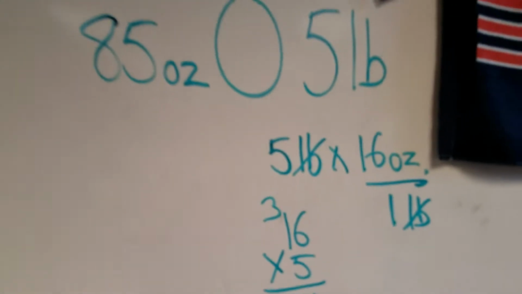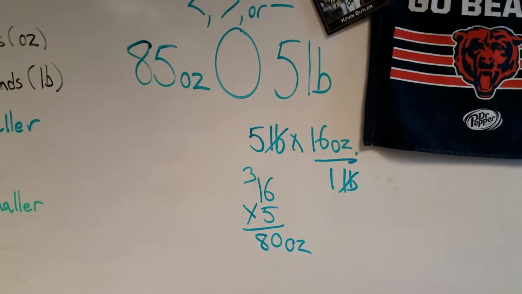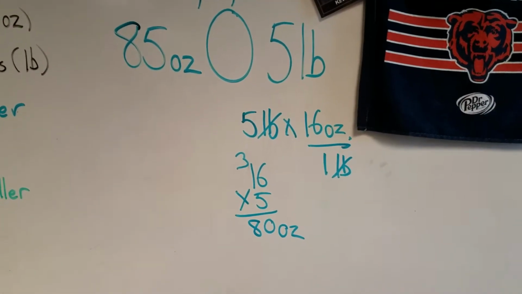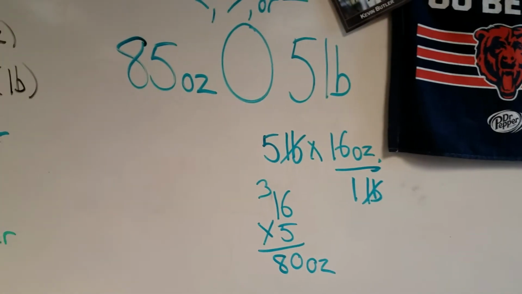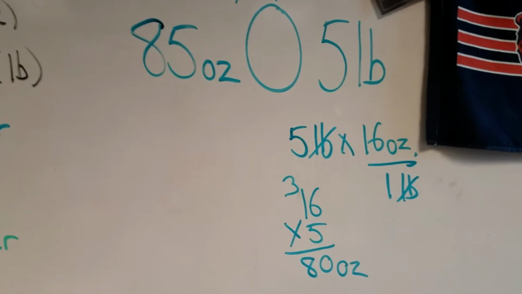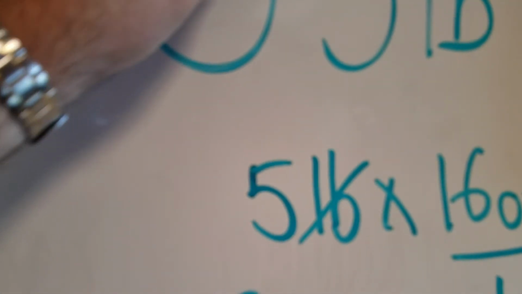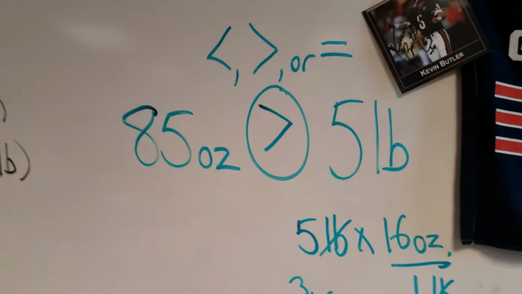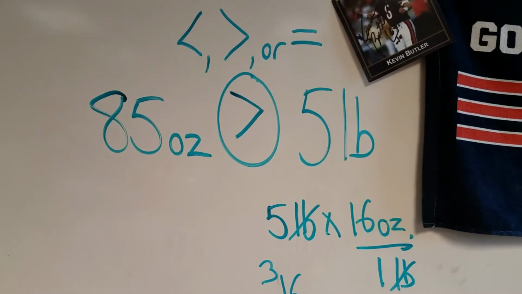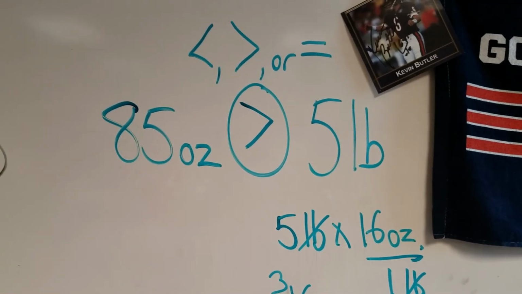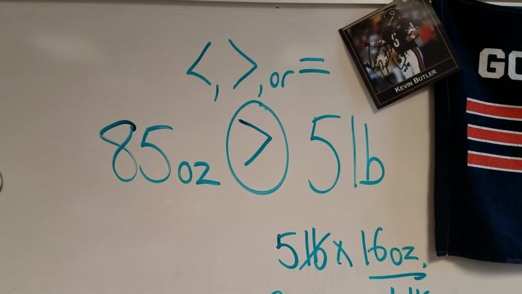My original problem, 85 ounces compared to 5 pounds, since I know 5 pounds is 80 ounces, I'm really comparing 85 ounces to 80 ounces. Well, 85 is bigger than 80, so my answer is greater than. 85 ounces is greater than 5 pounds. I hope this helps. Have a great night.